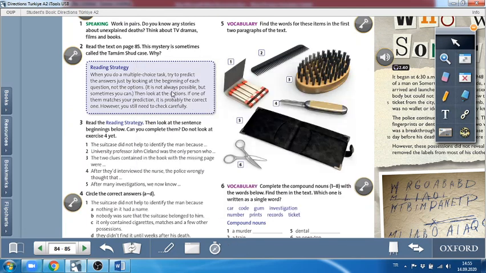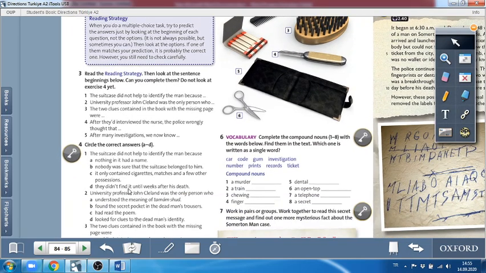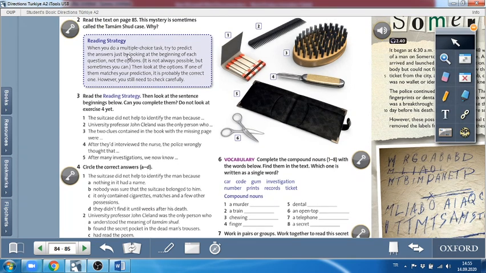And reading strategy. When you do a multiple choice task, these exercises in number 4 are a good example of multiple choice. There are options. When you do a multiple choice task, try to predict the answers by just looking at the beginning of each question, not the options. It's not always possible, but sometimes you can. Then look at the options. If one of them matches your prediction, it's probably the correct one. Yeah, for sure. However, you still need to check carefully.